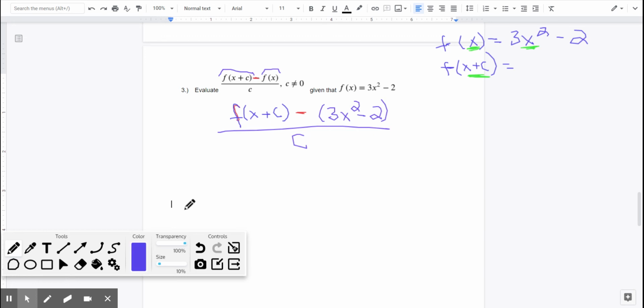So I'm going to keep the 3. I'm going to be replacing x. I'm going to keep the squared, and I'm going to keep the minus 2. So all I'm going to do is instead of x, I'm going to put x plus c. Grab another color for that. How about that one? Okay. So I'm replacing x with x plus c. That's all we're doing. We're replacing x with x plus c.